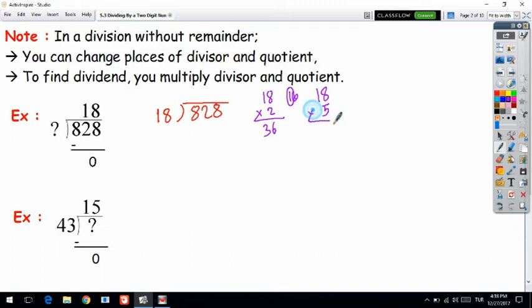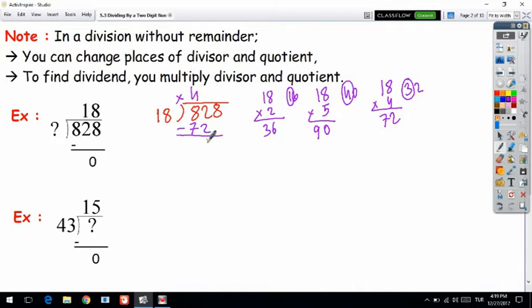18 times 5. 5 times 8 is equal to 40. So 0 comes down. 4 make a circle. 5 times 1, 5 plus 4, 90. 90 is bigger than 82. So I choose 4, right? 18 times 4. 4 times 8, how many? 32. What number comes down? 2. What number circle? 3. 4 times 1, 4 plus 3, 7. Now I choose a number less than 5, that is 4. Okay, 4. 4 times 18 is equal to how many?